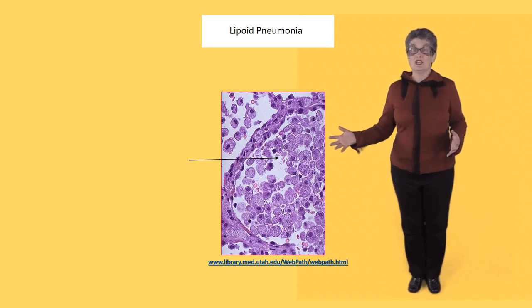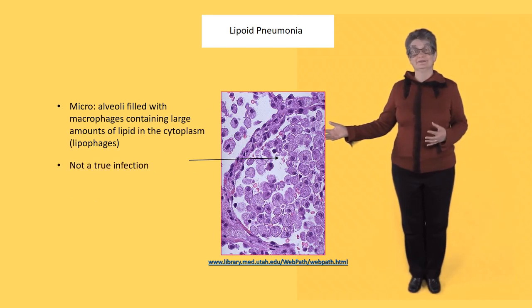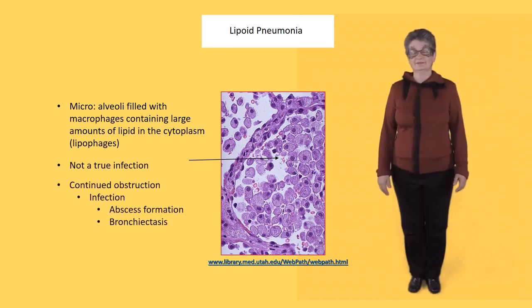This picture to the right shows lipoid pneumonia. You can see the intact alveolar wall and the numerous macrophages filled with the surfactant.